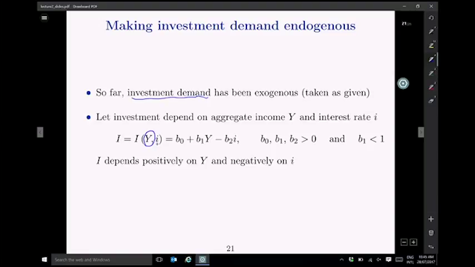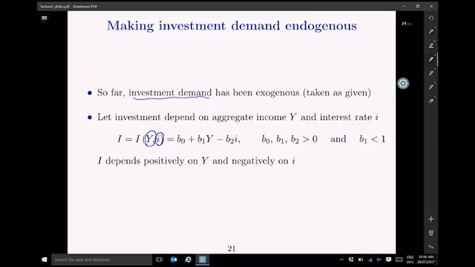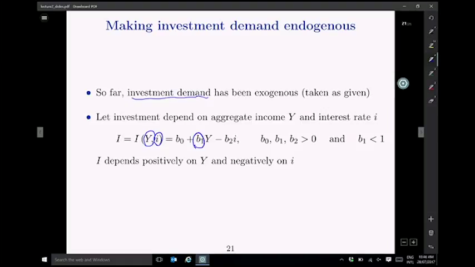Output or aggregate income, and interest rate. Suppose you are firm owners and think about whether you should invest more. What is important for you? If you see the economy is booming, like output is high and everybody is happy, more production, is this the time that you want to make more investment? Probably yes, right? Because you know that the economy is really doing well, let's make more investment, and probably I can sell my products by investing. So that's why generally we assume that investment depends in a positive way on output or aggregate income.